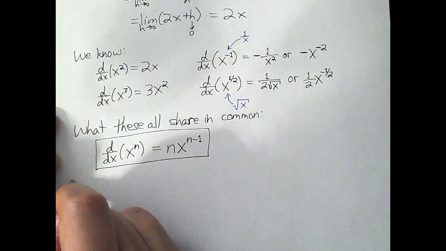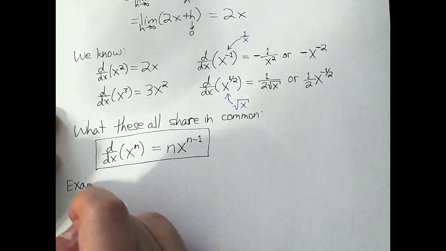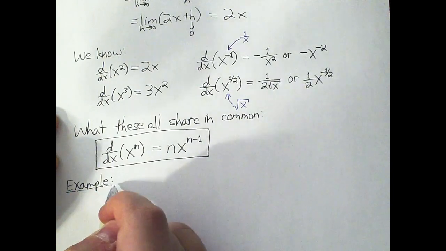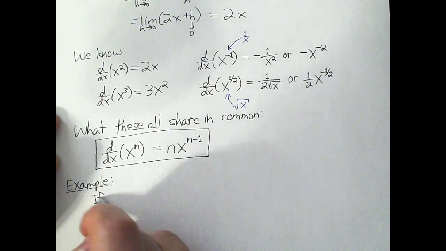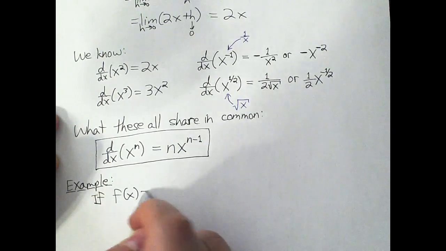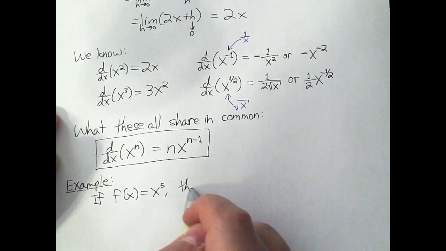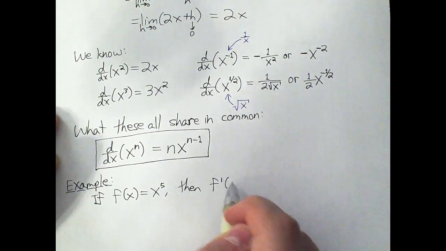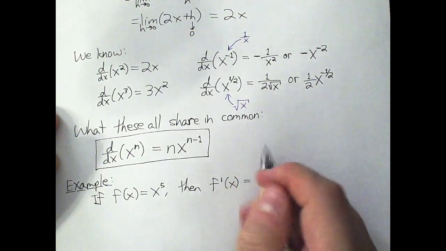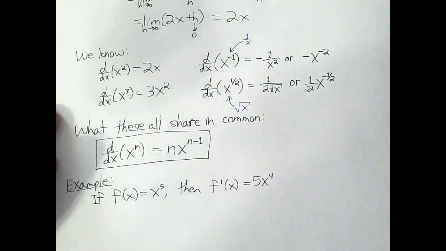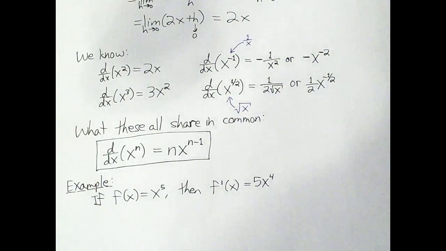I'd like to show you an example of using this. I'm going to show you 2 examples. First example, if f of x equals x to the 5th, then, according to the formula, f prime of x equals 5x to the 4. Done. That's really nice and quick.